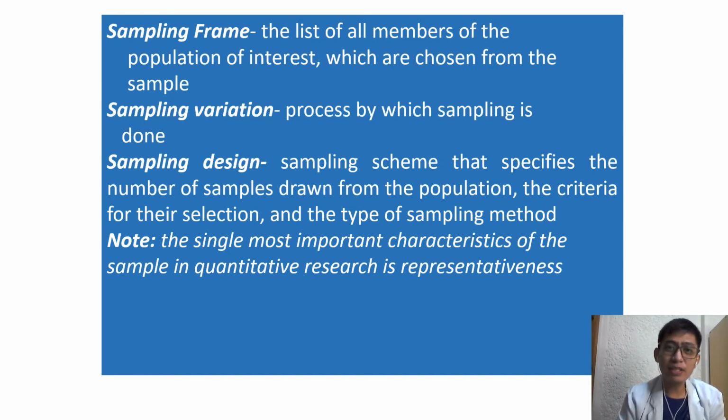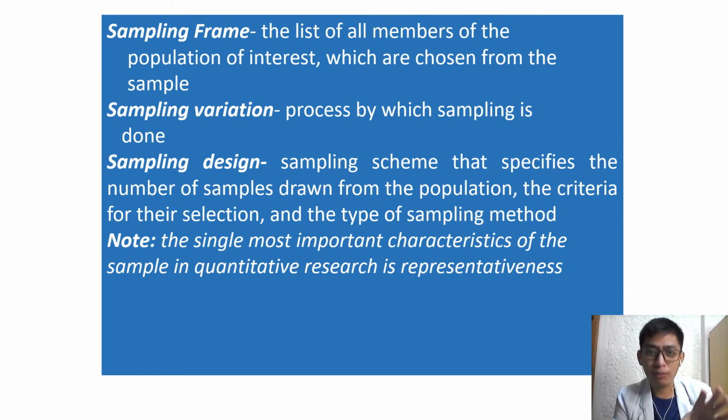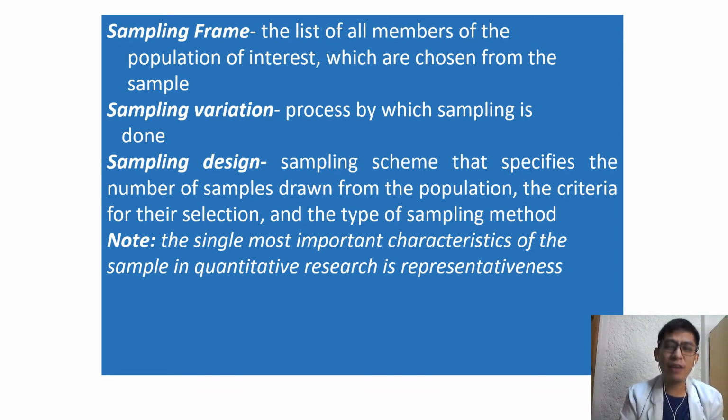Sampling frame is the list of all members of the population of interest from which the sample is chosen. Then we have sample variation, the process by which sampling is done. So later we'll discuss different sampling techniques. Sampling design is the sampling scheme that specifies the number of samples drawn from the population, the criteria of their selection, and the type of sampling method. The single most important characteristic of a sample in quantitative research is representativeness.